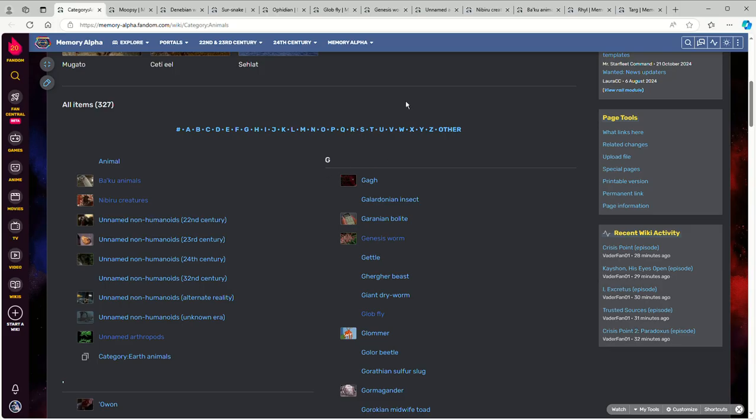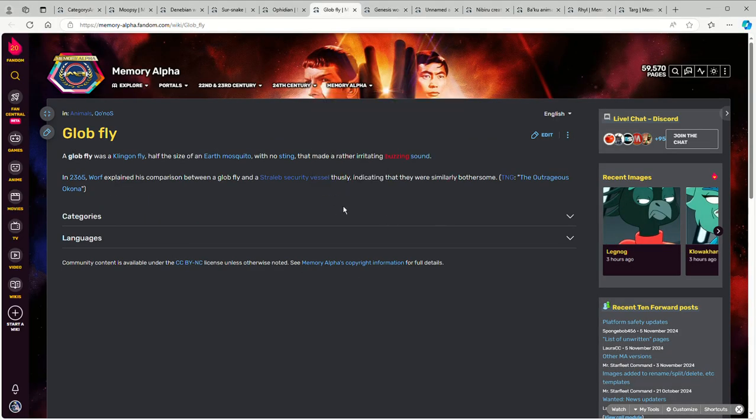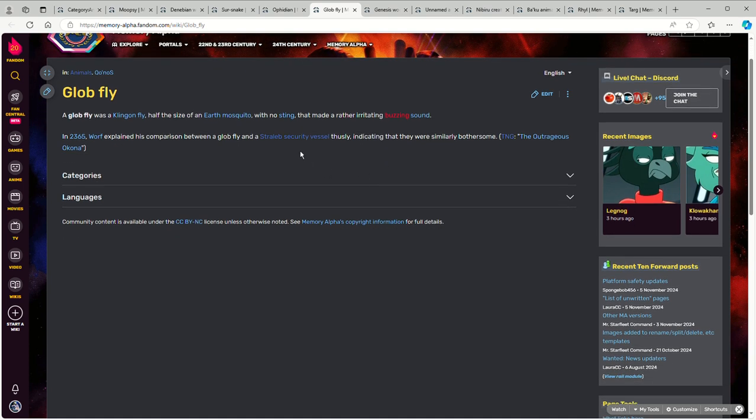That varies extremely drastically because you have stuff like globflies. Globflies got mentioned in passing in dialogue as part of an analogy talking about how Streleb security vessels were harmless and barely even an annoyance. That's literally the only thing we know about them, is that they're small insects that are harmless.